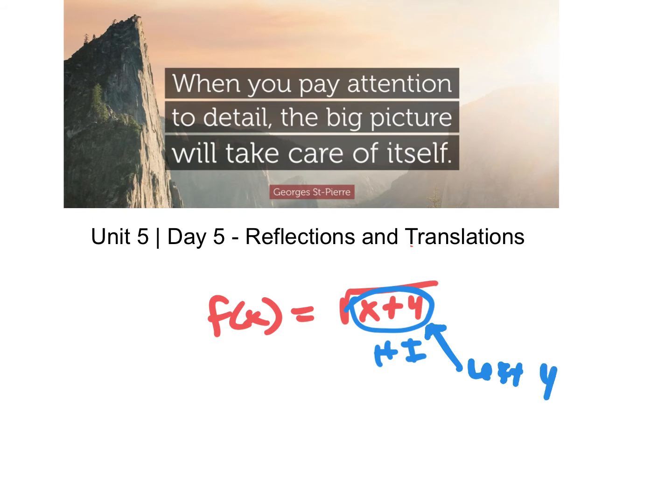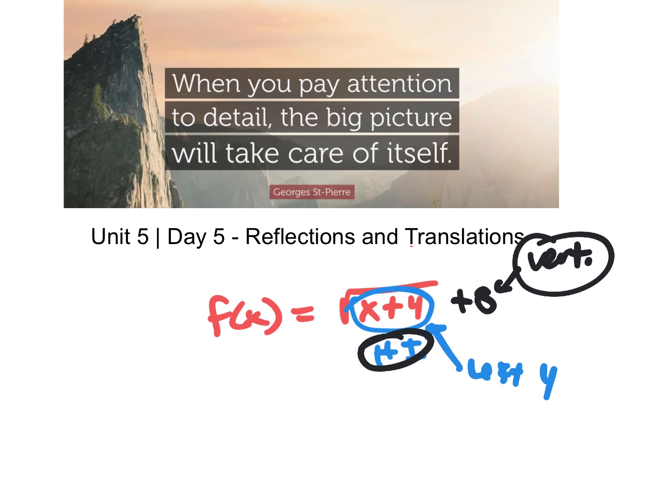Okay. And if there was something on the outside, that would be a vertical on the outside. Let's say I put a plus 8 out here. Then that would be a vertical move. Okay. So that's the key thing: horizontal on the inside, vertical on the outside.